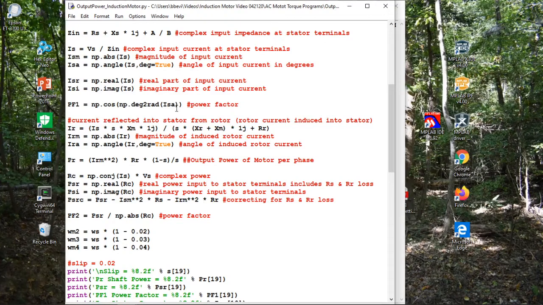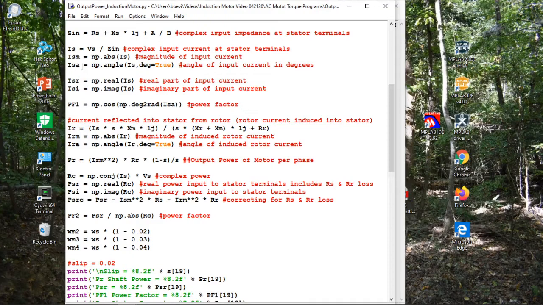This is ISA, the angle of the input current, okay? I had this set up to do degrees, so to use cosine in Python and many other languages, you need to be in radians. So I got degrees to radians of this, and so what I'm doing is calculating the cosine of the angle of ISA.